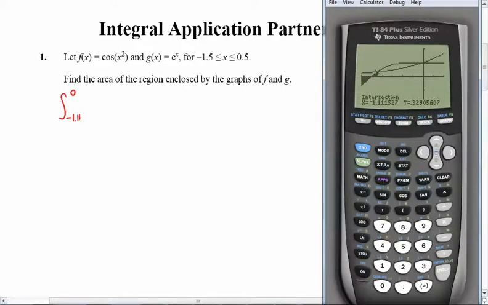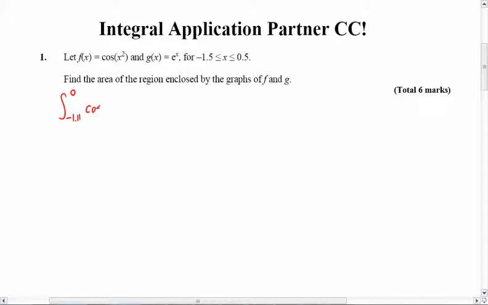Now I want to do the top curve minus the bottom one, because that will take this total area to the x-axis and then subtract this one, leaving us with the area inside. So it's always the top minus the bottom. Whether we're doing areas or volumes or anything else, it's always top minus bottom. So the top one here was the cosine curve. So I'll go cosine of x squared minus e to the x dx.